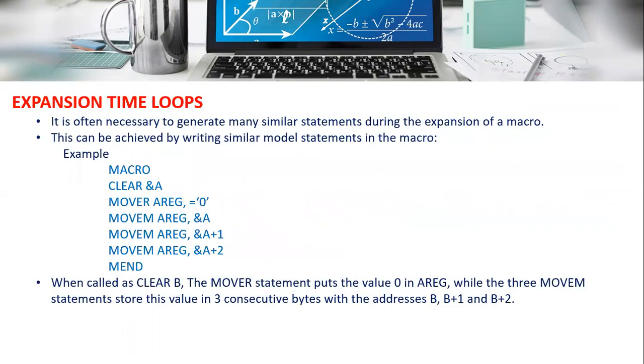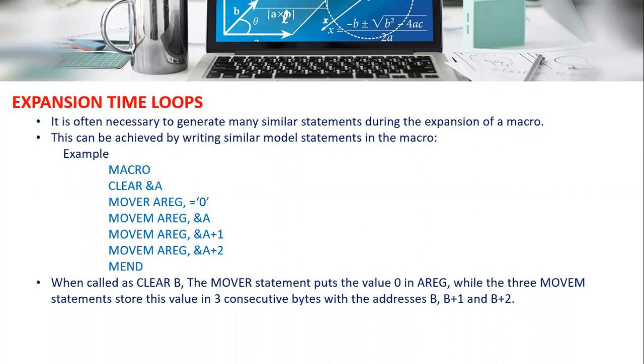Now, the next type of expansion is nothing but the expansion time loop. Why is this expansion time loop required? Now in this case, it is often necessary to generate many similar statements during the expansion of a macro. That is, we have some statements which are common in the macro, but here we need to perform some changes in those statements. We increase or decrease the value of that particular statement. We execute the common statement more than once in the macro.